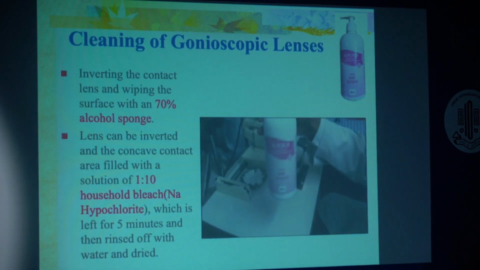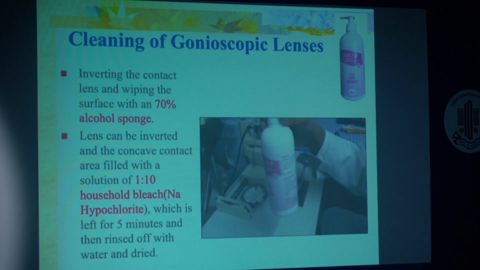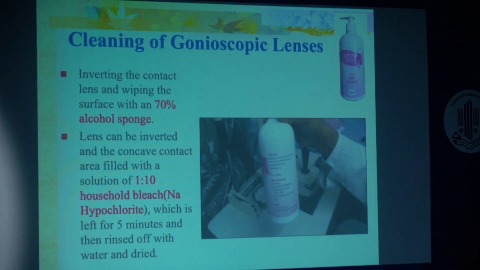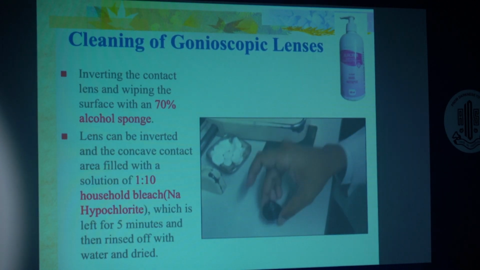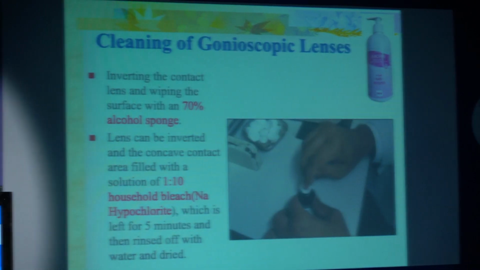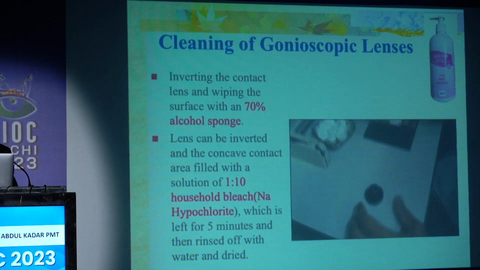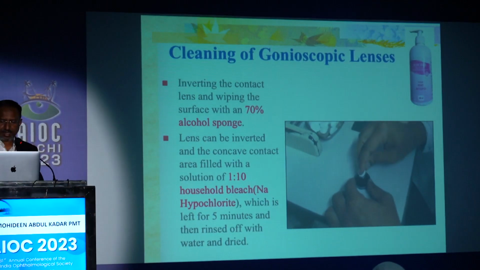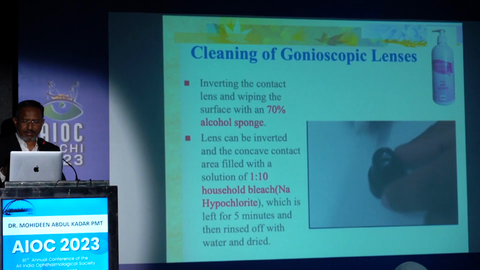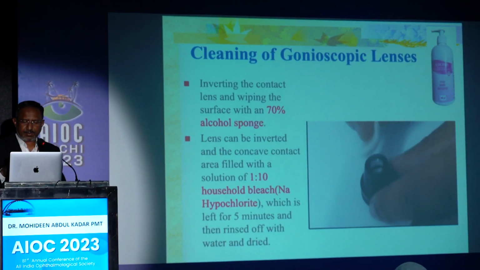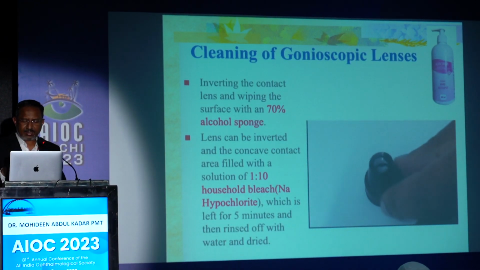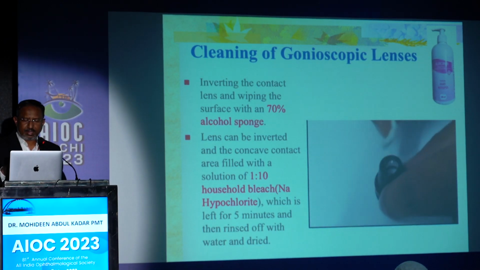Just how to clean these gonio lenses. Normally we use 70% alcohol sponges, and chlorhexidine is also available. First you clean the lenses with the alcohol sponges. After that, you clean with normal sterile cotton, because directly using an alcohol sponge can harm the cornea. If you don't clean it, there is a lot of chance of adenoviral conjunctivitis.